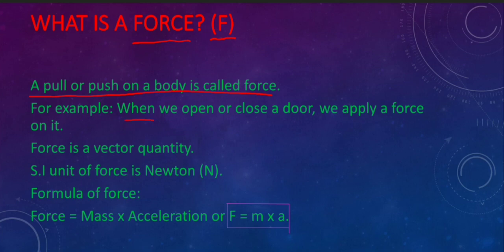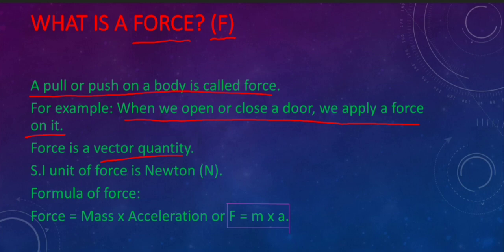For example, when we open or close a door, we apply a force on it. We can open or close a door by applying a force. For opening a door, we have to pull or push it. So that is a force. Force is a vector quantity. In the previous chapter, I told you what is scalar quantity and what is vector quantity. A vector quantity is one which has magnitude as well as direction. So force is a vector quantity as it also has magnitude and direction.